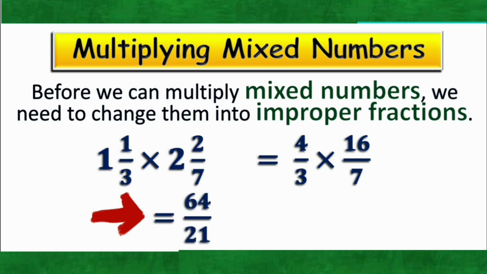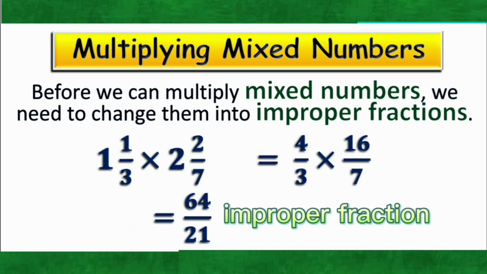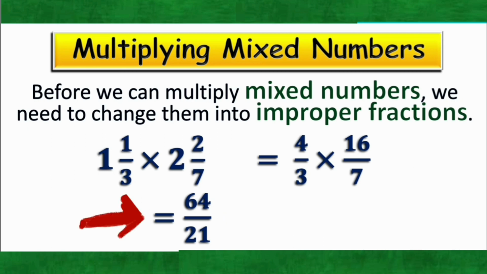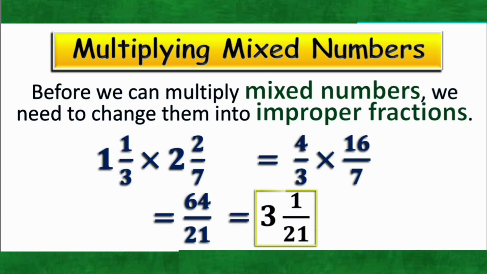Now our answer is an improper fraction, so we need to change it into a mixed number. 64 over 21 as a mixed number is 3 and 1 over 21.